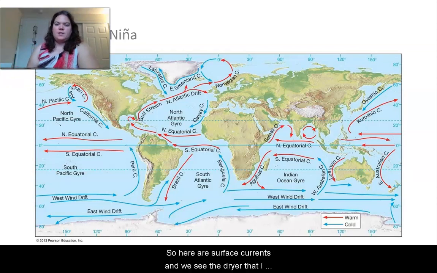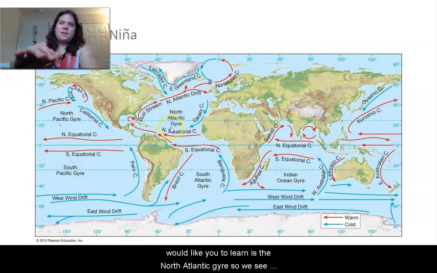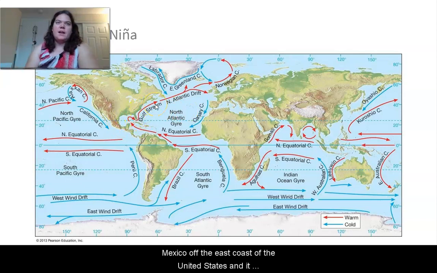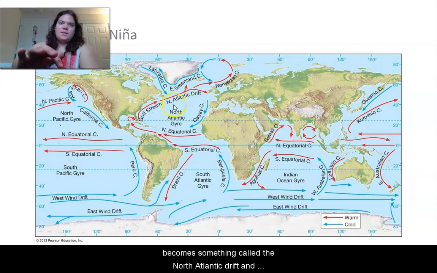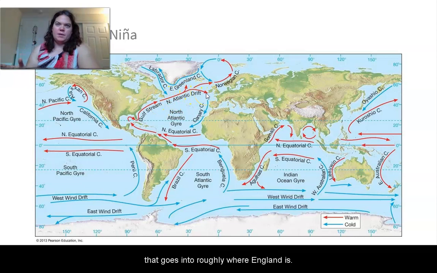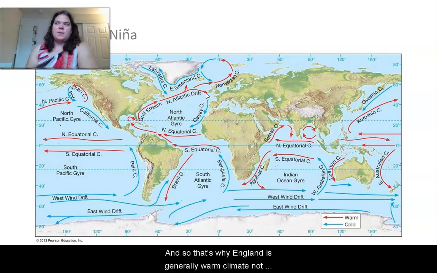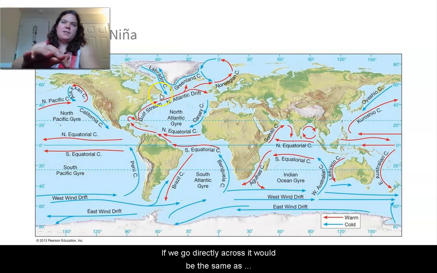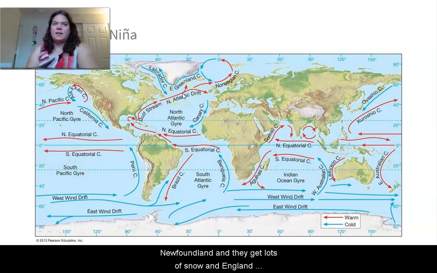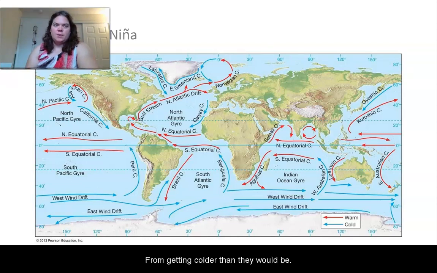So here are surface currents, and we see the gyre that I would like you to learn is the North Atlantic gyre. So we see the Gulf Stream again coming from the Gulf of Mexico up the east coast of the United States. Then it becomes something called the North Atlantic Drift, and that goes into roughly where England is. And so that's why England is generally warm climate, not super warm, but if we go directly across, it would be the same as Newfoundland, and they get lots of snow, and England does not. So this warm ocean current is actually keeping them from getting colder than they would be.